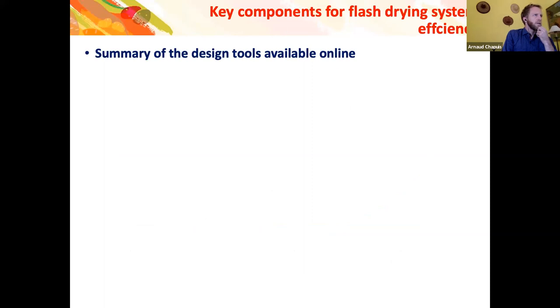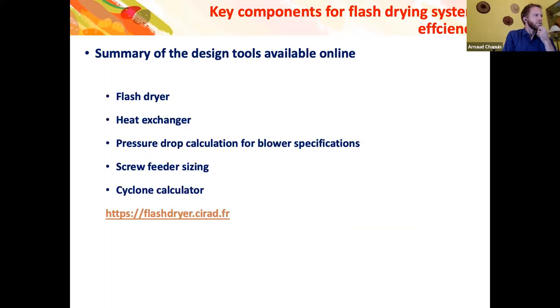So now we'll just give a summary of the design tools we have available online. As I presented, there are tools for the flash dryer itself, a tool for the heat exchanger, and one to calculate the pressure drop to get the right blower specification. This is more appropriate for new dryers. You also have a screw feeder sizing tool and another tool to calculate cyclone dimensions. This is available at the address mentioned here.